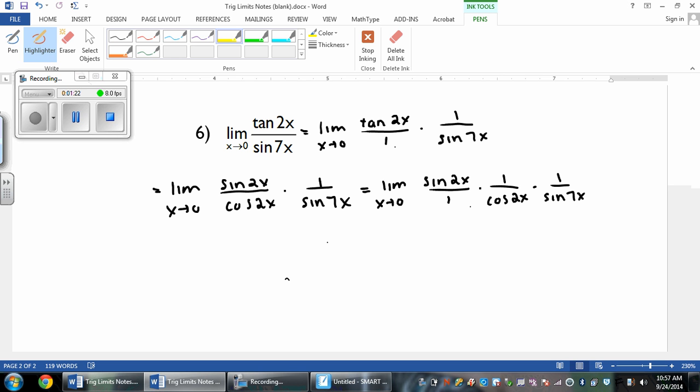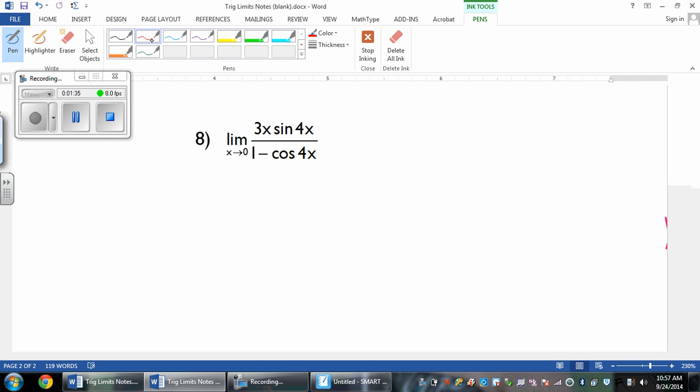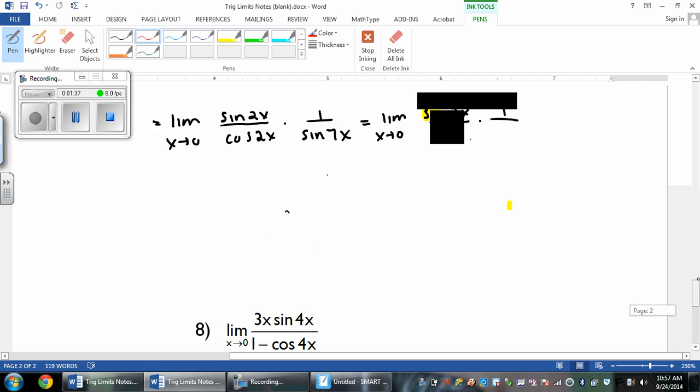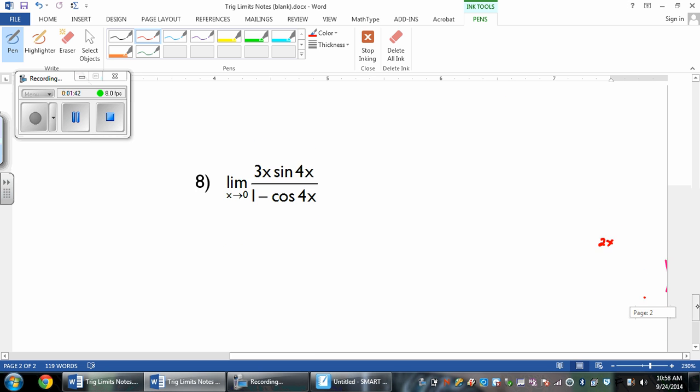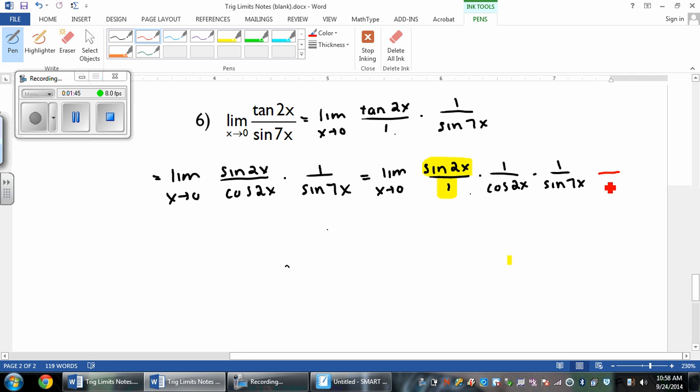Now, by the squeeze theorem, we know the sine of 2x will go to 1 as I substitute 0 in, as long as there's a 2x in the denominator. So I know I need to multiply by 2x in the denominator, because I want that 2x to go right there. But again, remember, I can't just multiply by 2x. I have to multiply by something equivalent to 1, so I'm going to put 2x in the numerator.